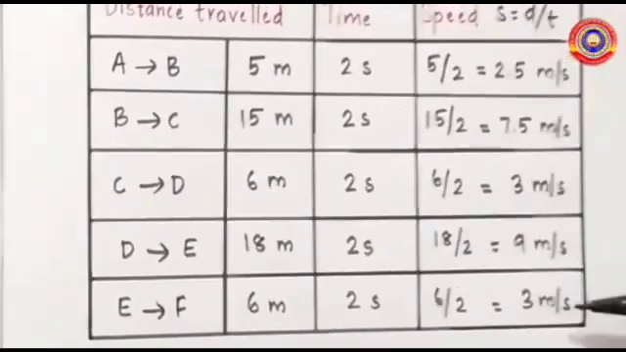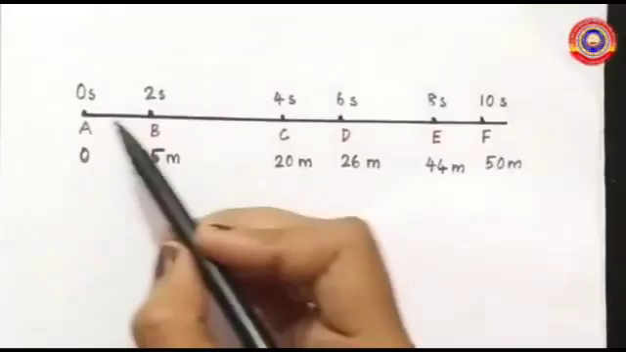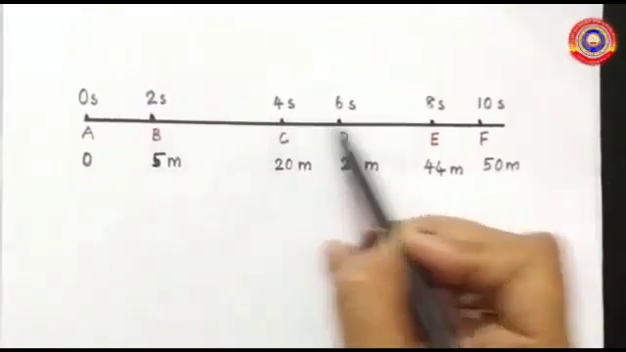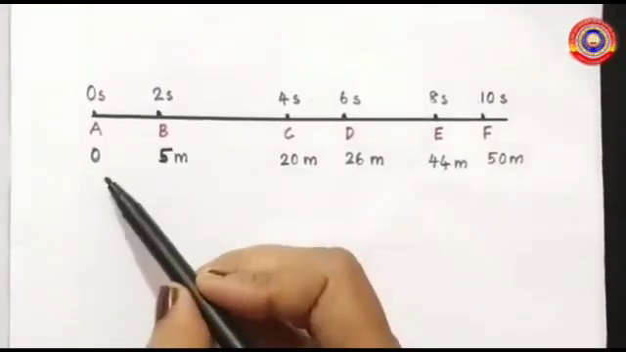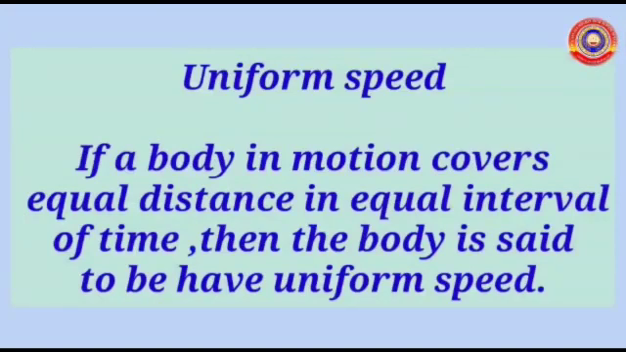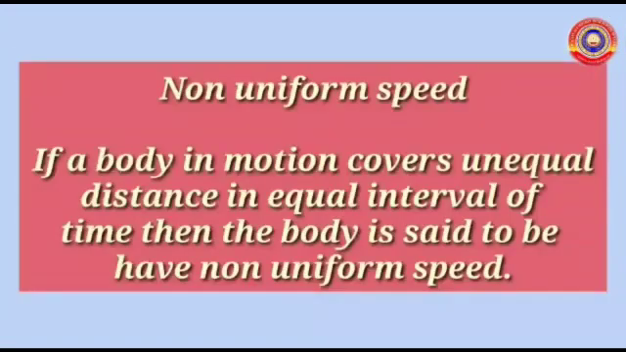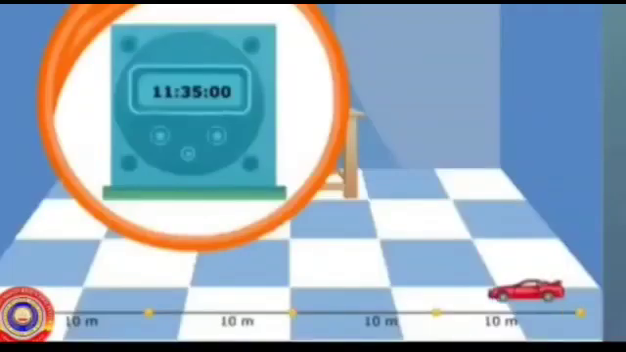Here the speeds at each interval of time are not the same. That is, in equal interval of time the body covers unequal distance. So the speeds are not uniform. Once again, if a body in motion covers equal distance in equal interval of time, then the body is said to have uniform speed. And if a body in motion covers unequal distance in equal interval of time, then the body is said to have non-uniform speed.